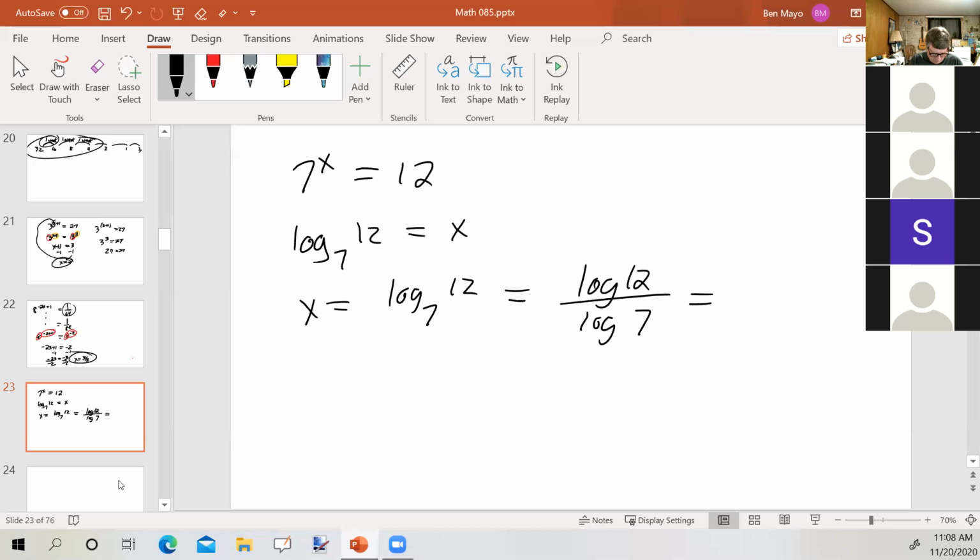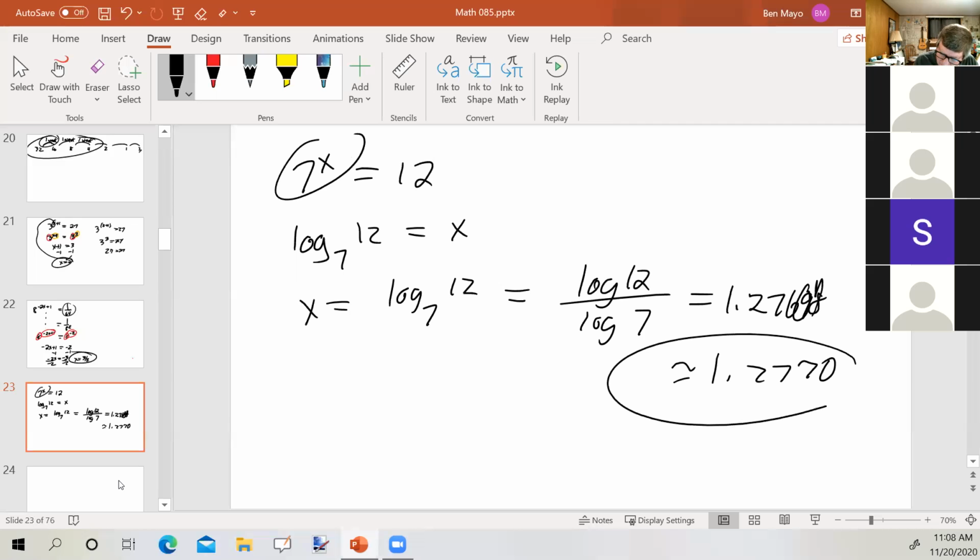Log of 12 divided by log of 7. And I'm going to write my answer approximating to 4 decimal places. Let's see, I get 1.27698. So the 8 would round up. So I'm going to get 1.2770. Okay, so 7 raised to approximately that power would give you 12. Any questions?